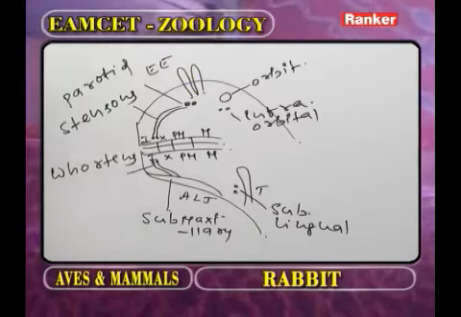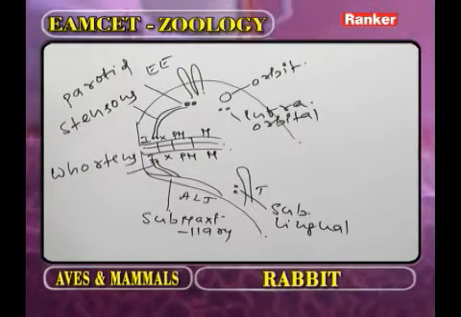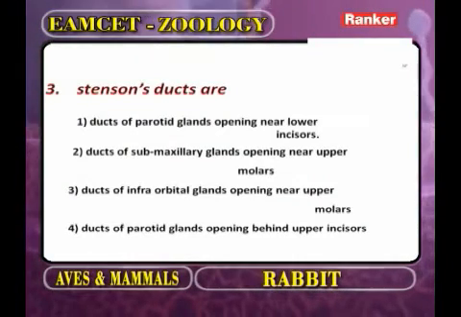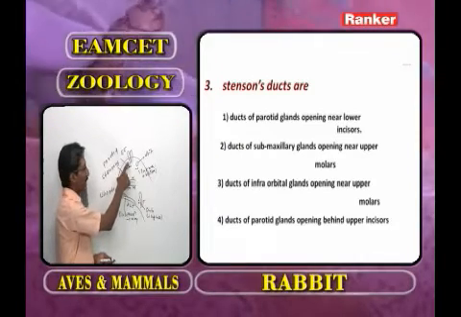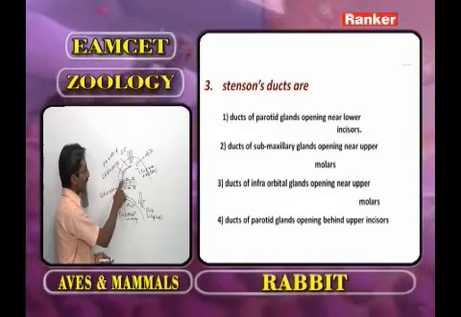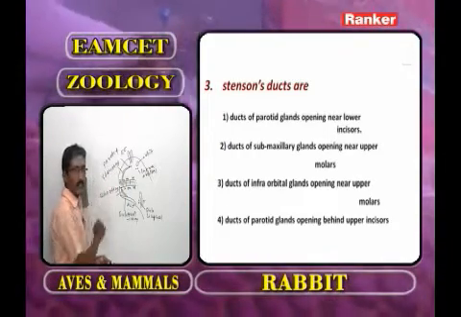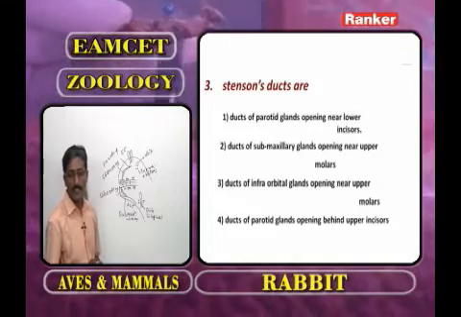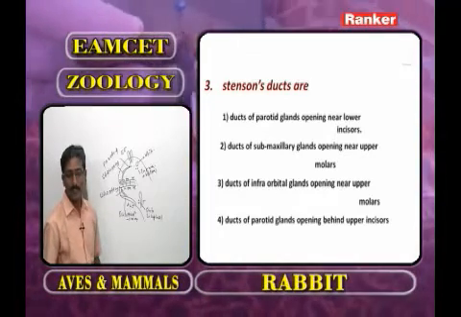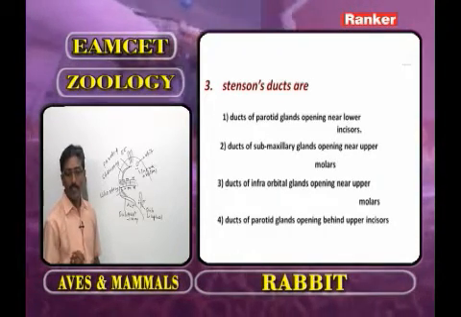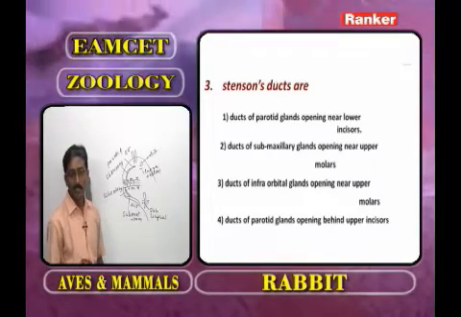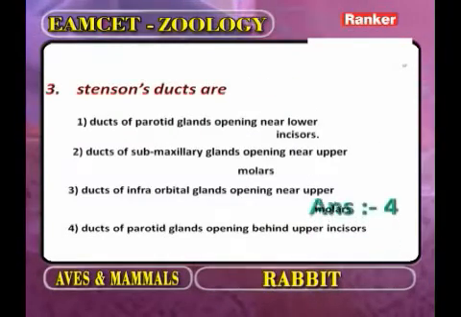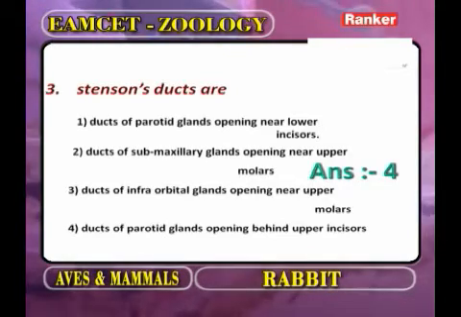ducts. Now based on this information, the parotid glands at the base of external ears open behind upper incisors with the help of Stensen's duct. Now here what is the correct answer? The ducts of parotid glands opening behind upper incisors. So the correct answer is the fourth option. Now we go for the next question.